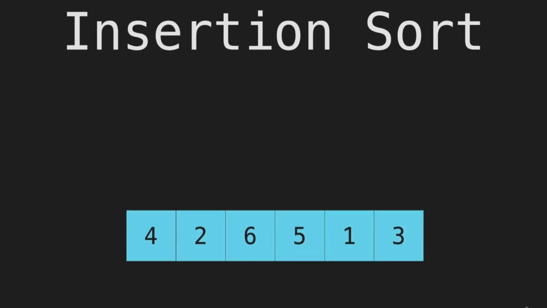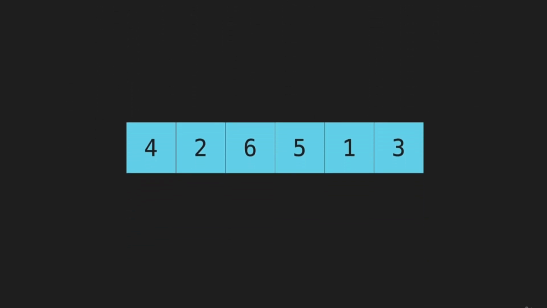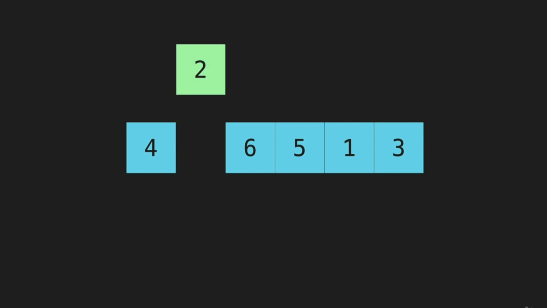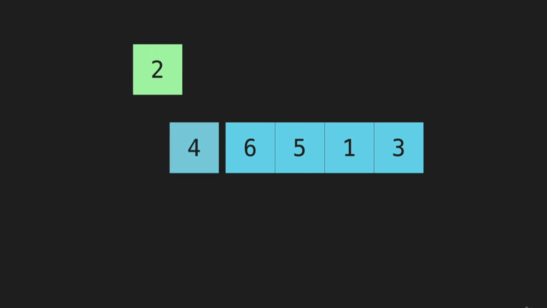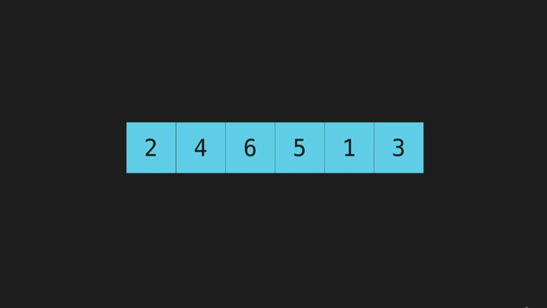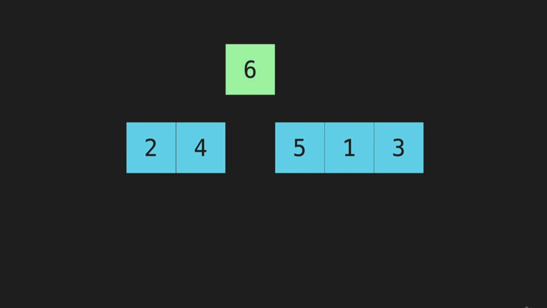So now let's take a look at insertion sort. I'm going to bring up an array here, and insertion sort always starts with the second item, and then we compare it to the item before it, in this case, the 4. If it is less than the item that is before it, we switch them like this and drop that in there. Then we move to the next item.